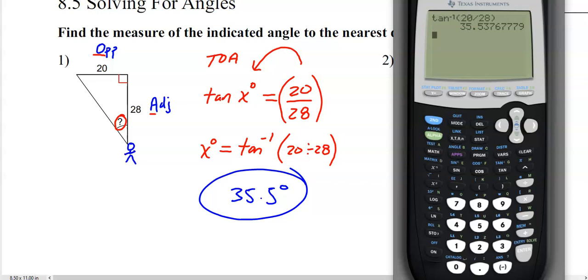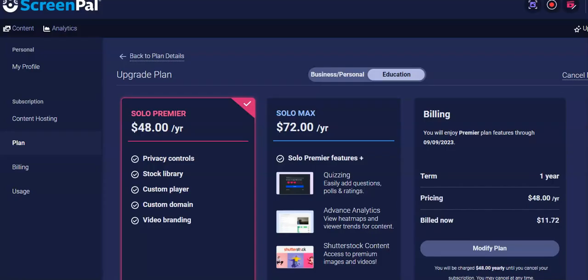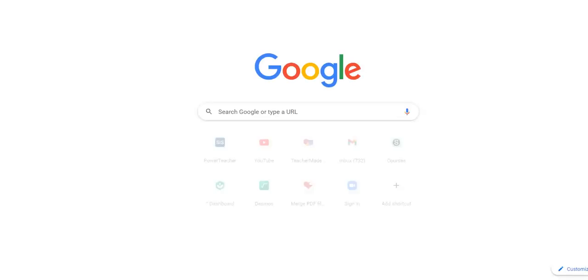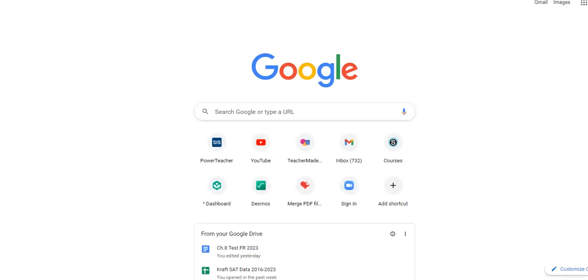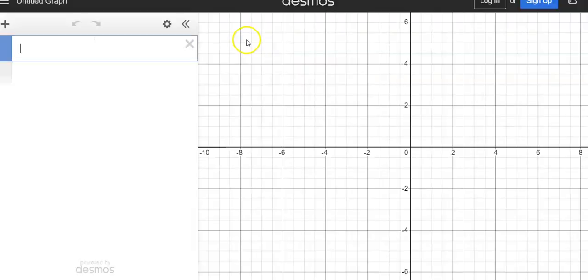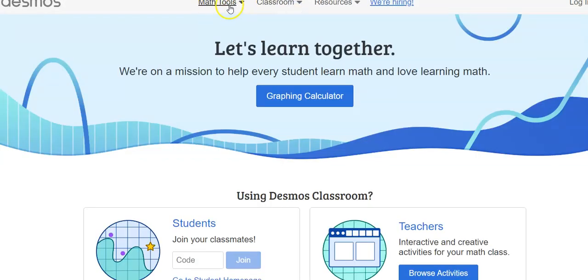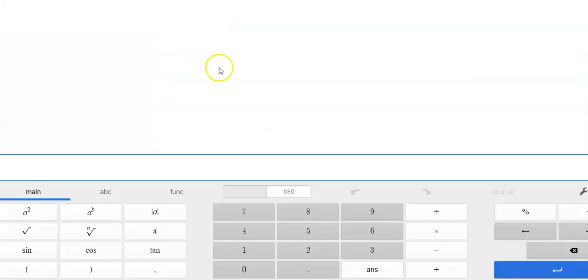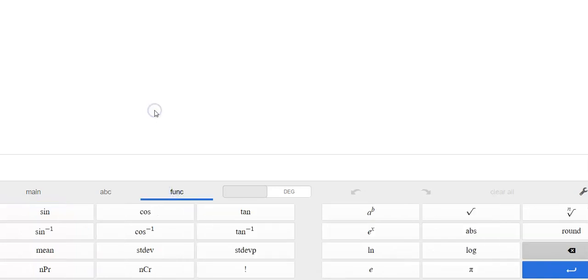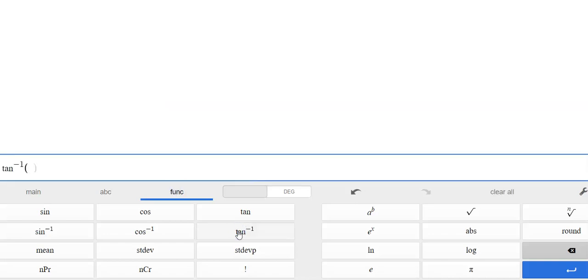If you're using Desmos, which you could do that on your Chromebook, pull up Desmos. It's right back there. And do the scientific calculator. And so you have these choices here. You have main, ABC, function. So you're going to have to hit function. Yeah, so I hit function, and then I'm going to do tan -1. And now I punch in that ratio.